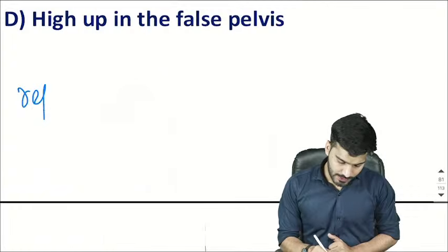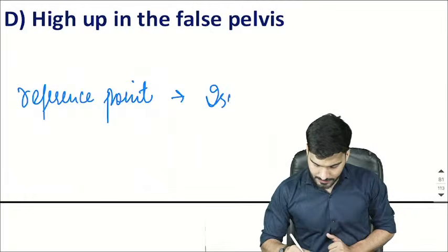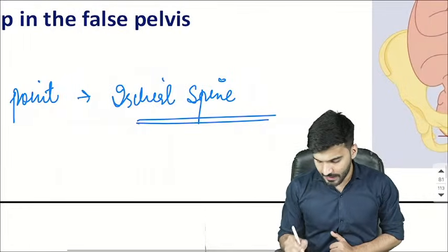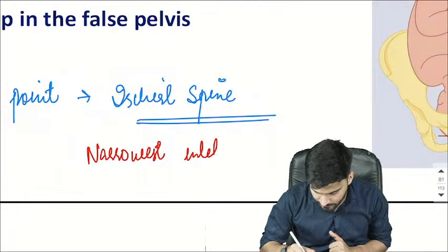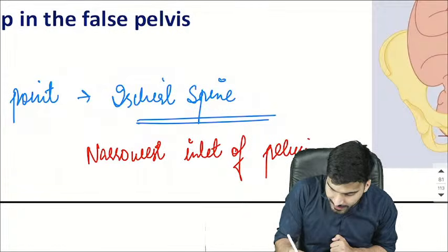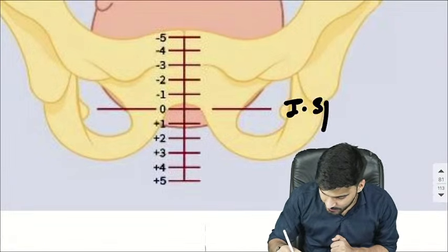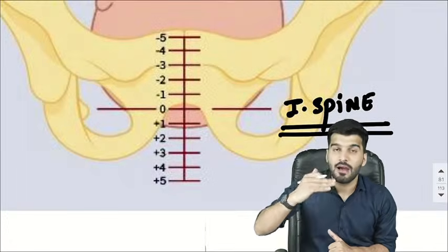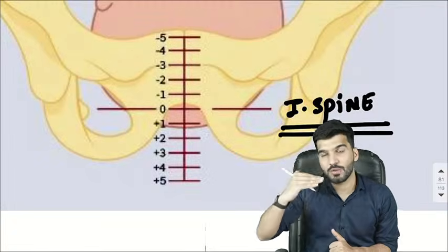The reference point we take is the ischial spine. Why are we taking the ischial spine as a reference point? Because it's the narrowest part of the pelvis. Now, my dear students, when the head is at the ischial spine, that is station 0. Above that, it's going to be -1, -2, -3. Below that, it's going to be +1, +2, +3.